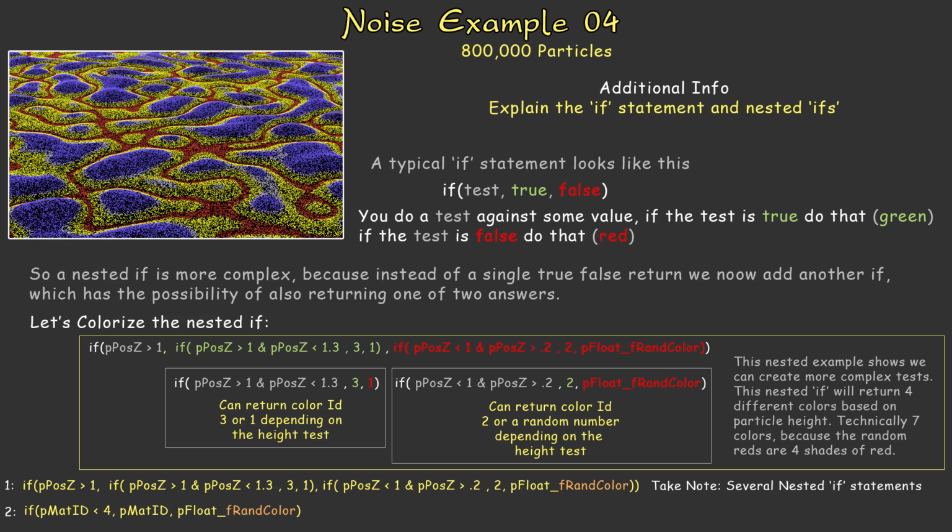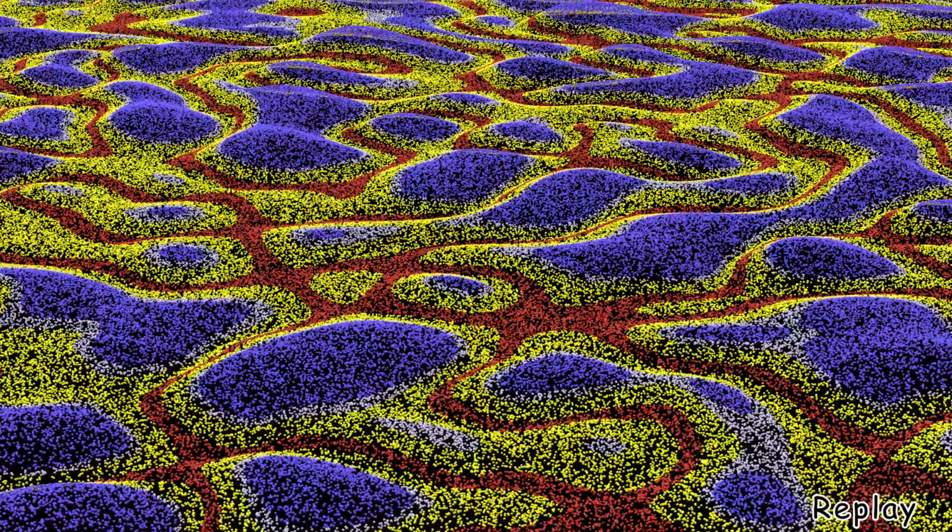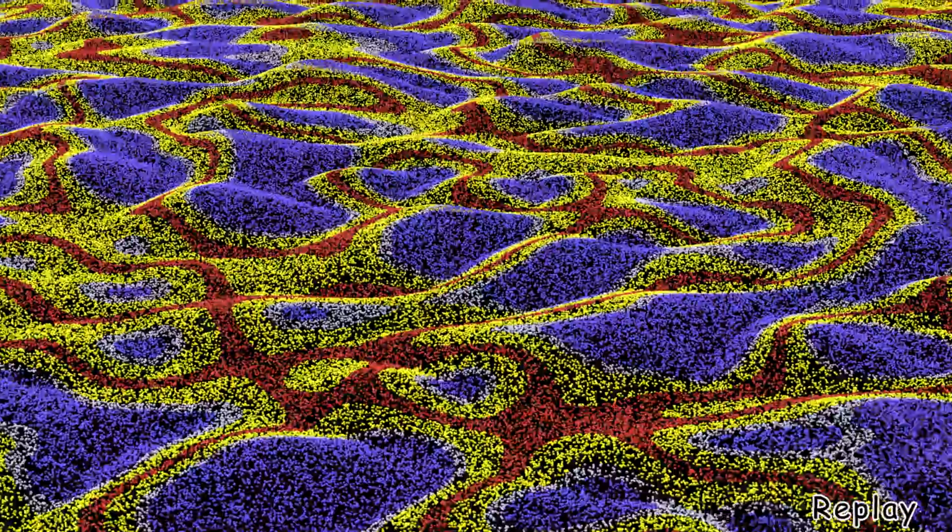And here we just explain the expressions in more detail, because it's actually a nested if, which just makes it look a bit more complicated. And I really like the colors in this one.